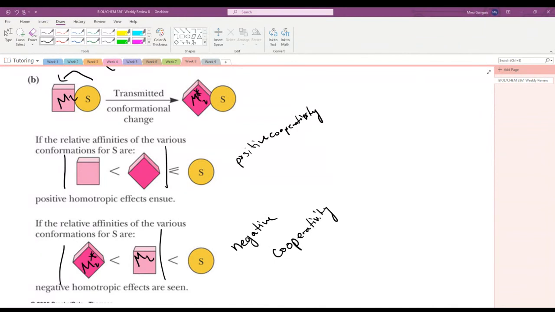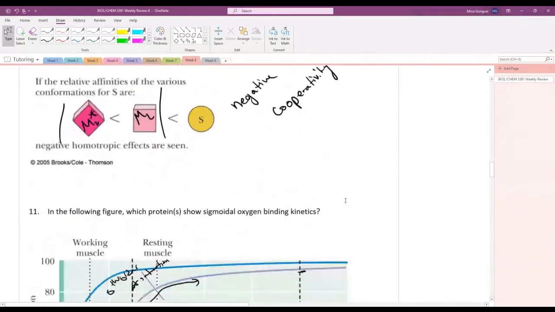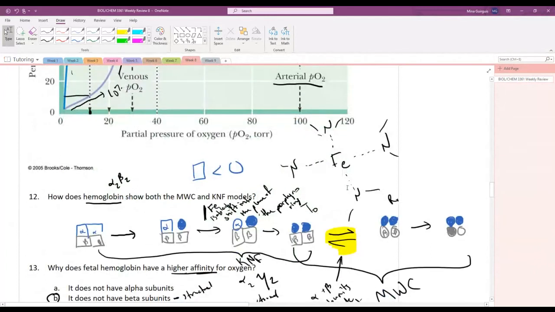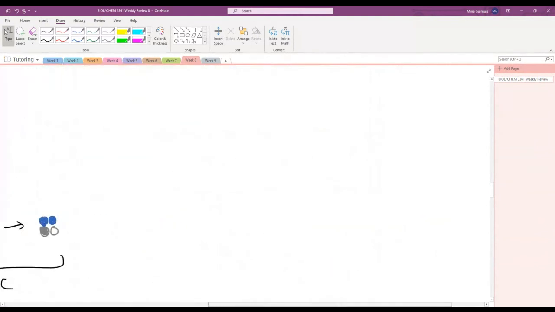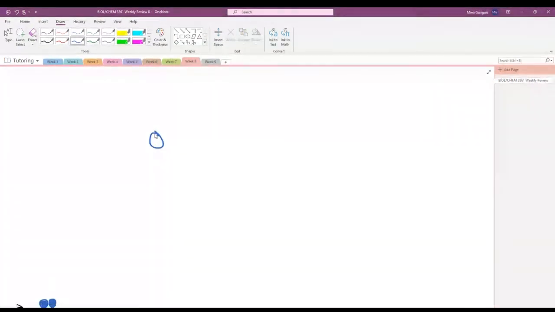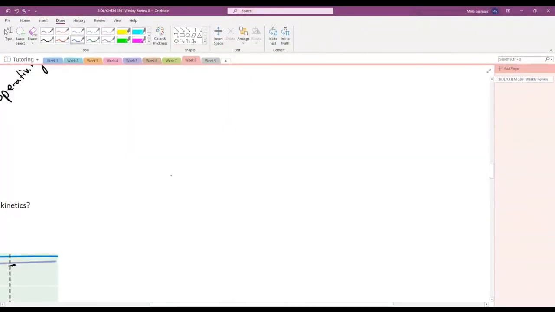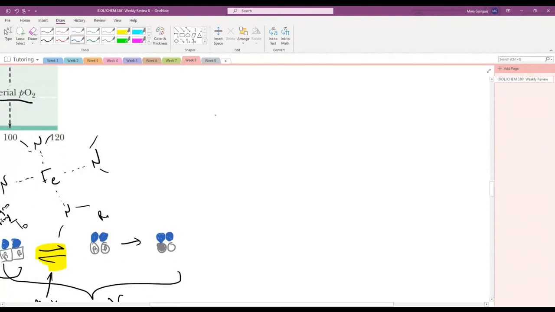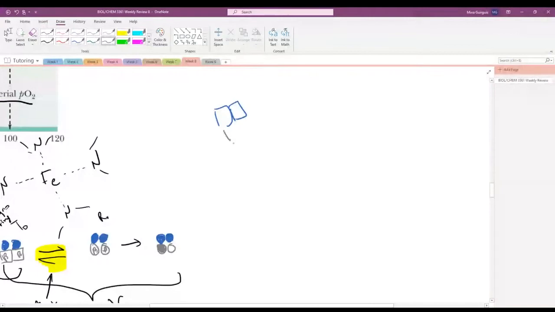Okay, so a great example of both models is hemoglobin. And we talk about hemoglobin a lot, and I have this drawing here. I'm not going to use this drawing, I'm going to draw it again. Hemoglobin shows aspects of both. So hemoglobin is 4 subunits, 2 alpha and 2 beta. And for convenience, I'm going to use circles, or I'm going to use blue and I'm going to use gray. So my blue will be my alpha subunits, and my gray will be my beta.